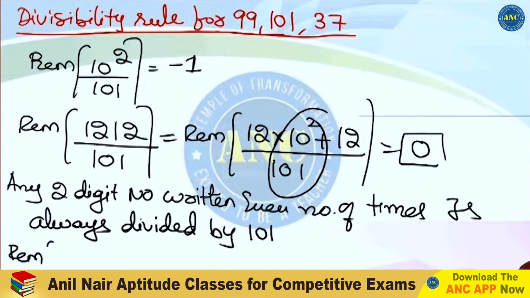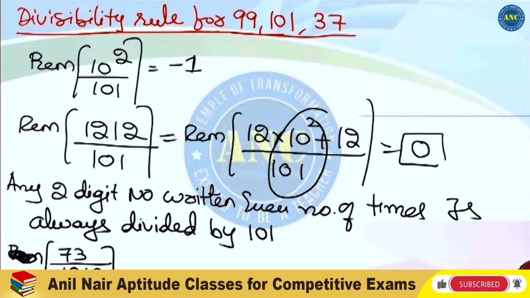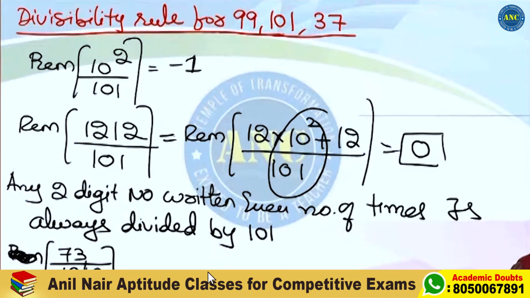For example, 73 divided by 1212. The question is, we have to check whether it is terminating or recurring. 1212 is a 2-digit number written even number of times, so it is divisible by 101, which is a prime number. So the answer for this question is recurring decimals.